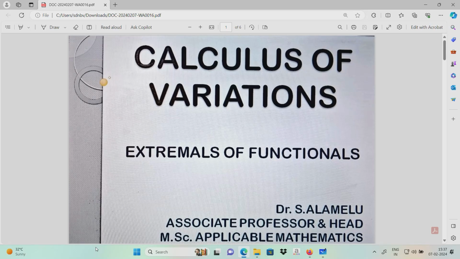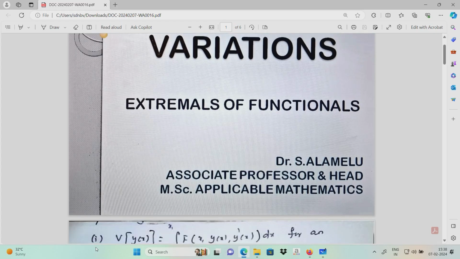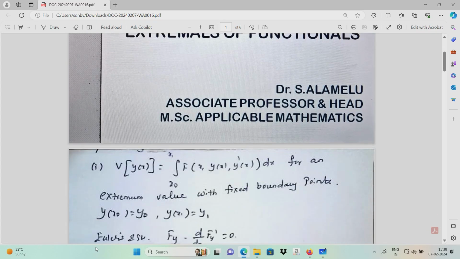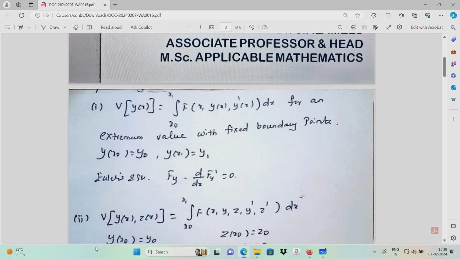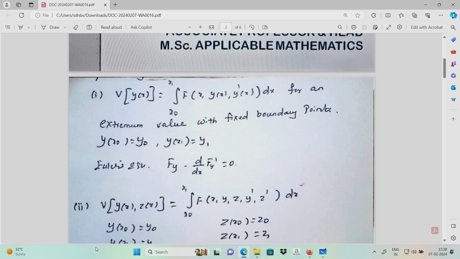In today's video, we are finding the examples of certain type of variational problems by substituting the Euler's equation. So now we recall the standard type of functionals. A very basic functional V of y of x is equal to integral x naught to x1 f of x comma y dash into dx, with fixed boundary points y of x naught is equal to y naught and y of x1 is equal to y1. Hope you all remember how to solve this type of functional.